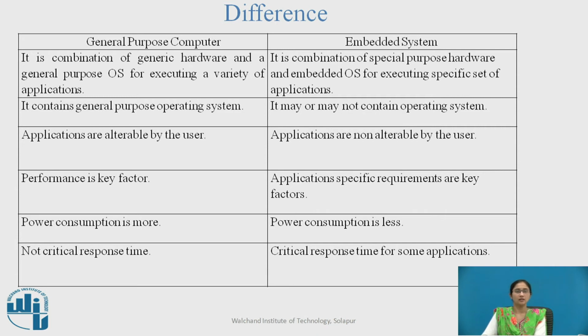Performance is the key factor in the general purpose computer. Application specific requirements are key factors in embedded system. Power consumption is more in general purpose computer. Power consumption is less in embedded system. In general purpose computer, the response time is not critical. In embedded system, the response time is critical for some applications.